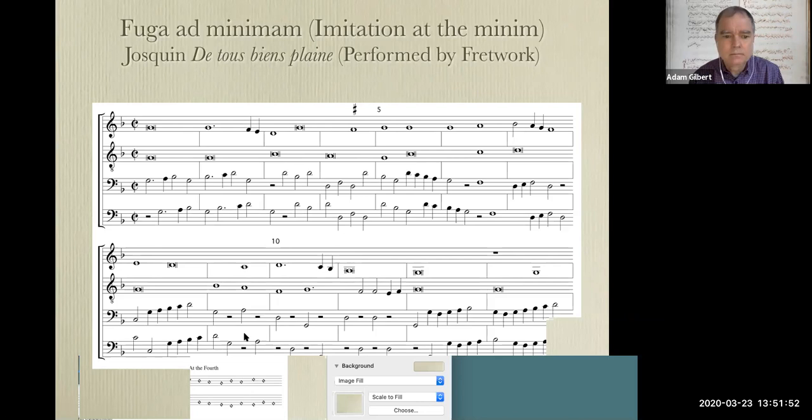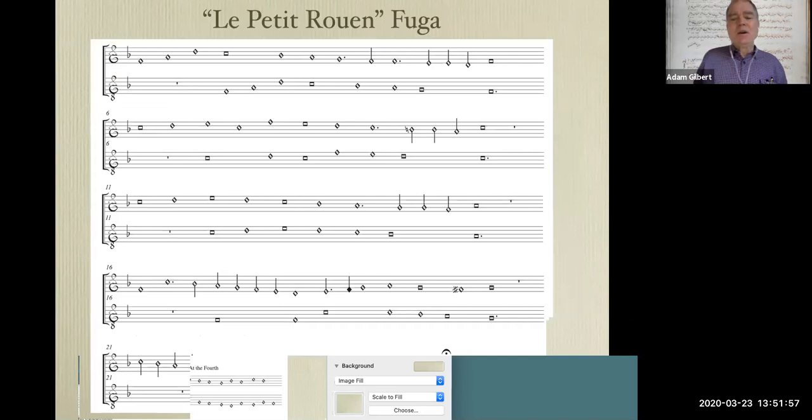Get the idea. So here's Petit Rouen imagined as an imitative duo. And I suspect somewhere along the way, this melody was used imitatively. That's just speculation, but the fact that it works so well. Here's a classic duo imagined out of Petit Rouen. Okay, a little altered, but you'll get the idea.